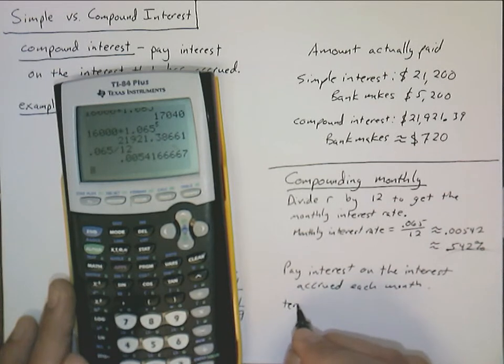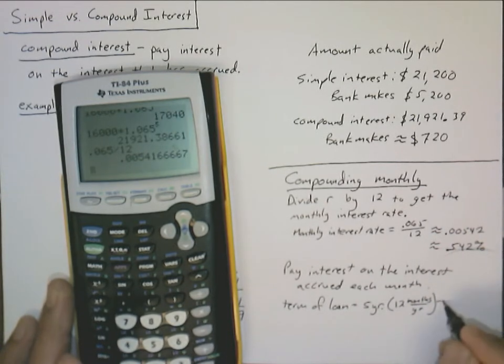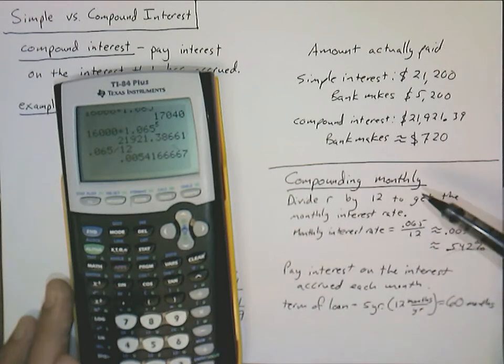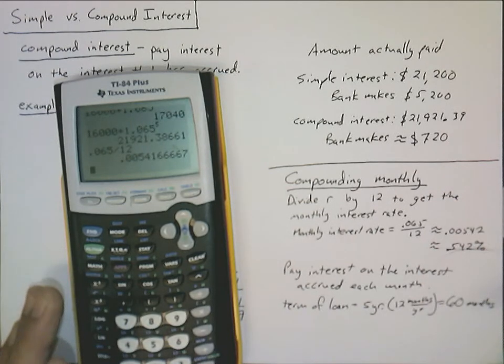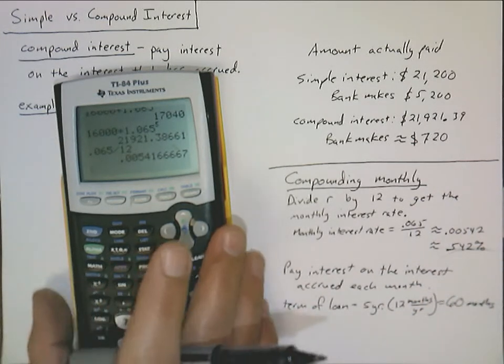So now the term of the loan, instead of looking at it in terms of years, 5 years, we're going to multiply that by 12 months per year. And so the actual term of the loan is the same amount of time, but we're looking at it as 60 months, or 60 compounding periods, because that's how many times we're going to have to multiply by this same factor over and over and over again. So let's look at that in a table here.